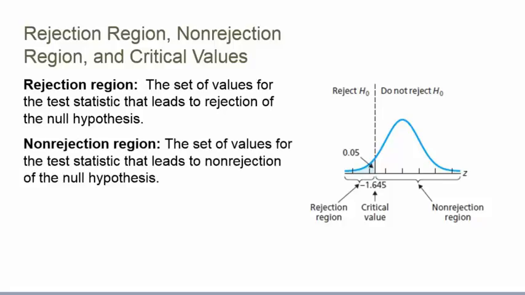Non-rejection region: the set of values for the test statistic that leads to non-rejection of the null hypothesis. If our z-value was negative 1.645, the non-rejection region would be the values larger than negative 1.645, such as negative 1.7, negative 1.6, 0, 2.5, and so on.